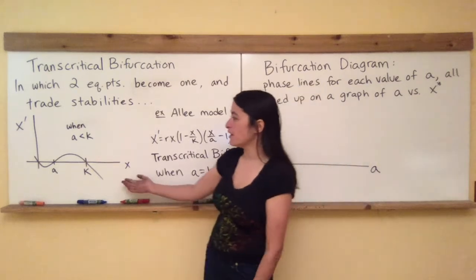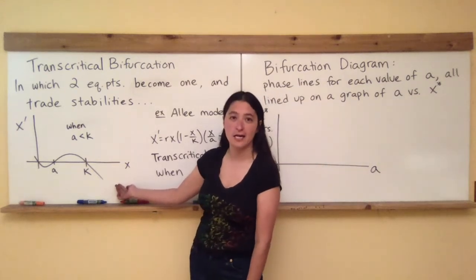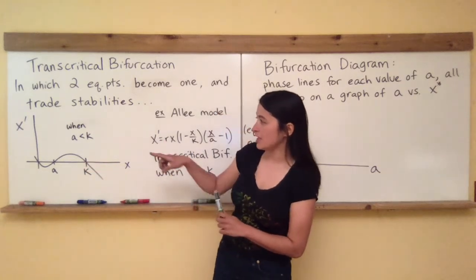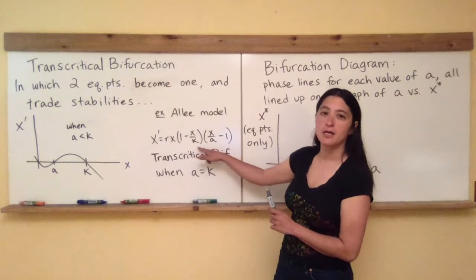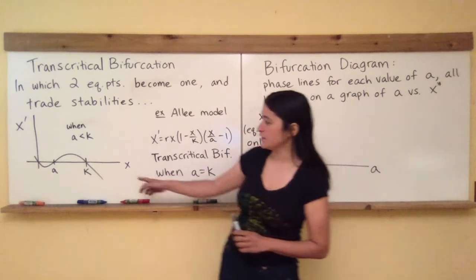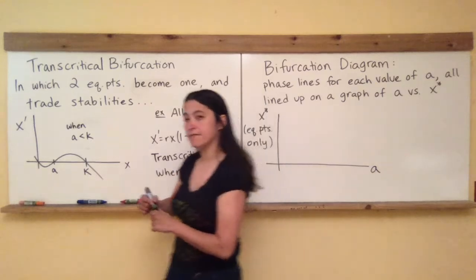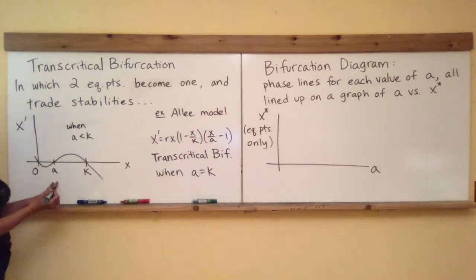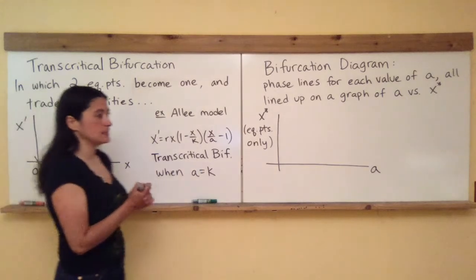Recall that the Allee model looks like this in a graph of x versus x prime. So remember that right here we're looking at the rate equation, which is described by this polynomial form here. And that rate equation has three roots. So we have three equilibrium points. There's one at 0, there's one at A, and there's one at the carrying capacity K.